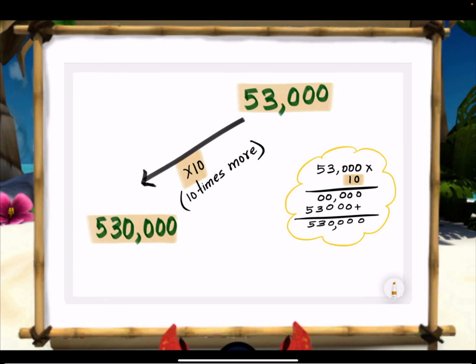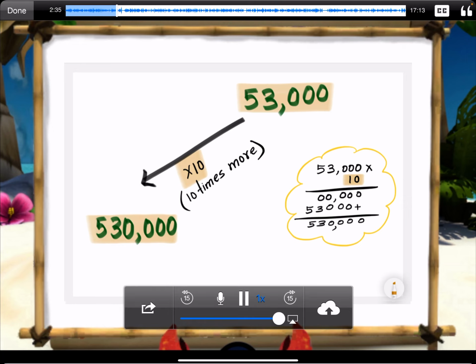53,000. This is 53,000. When it is multiplied with 10, it becomes 10 times more, and it becomes 530,000. We can check how this becomes 10 times more to become 530,000 by multiplying with 10.